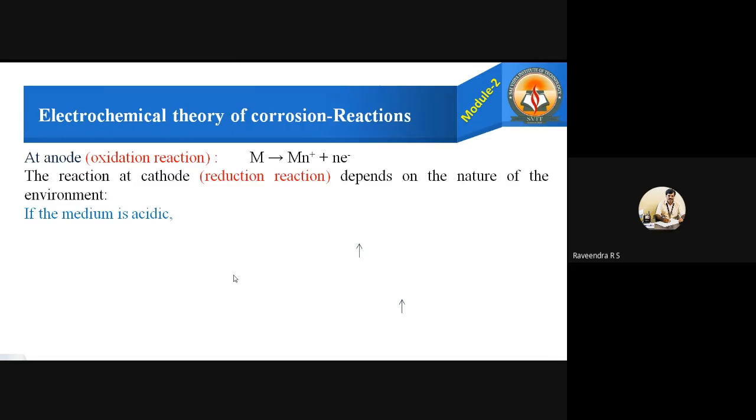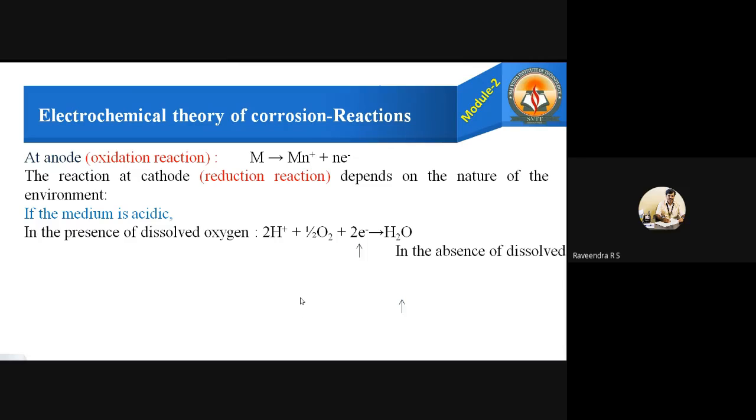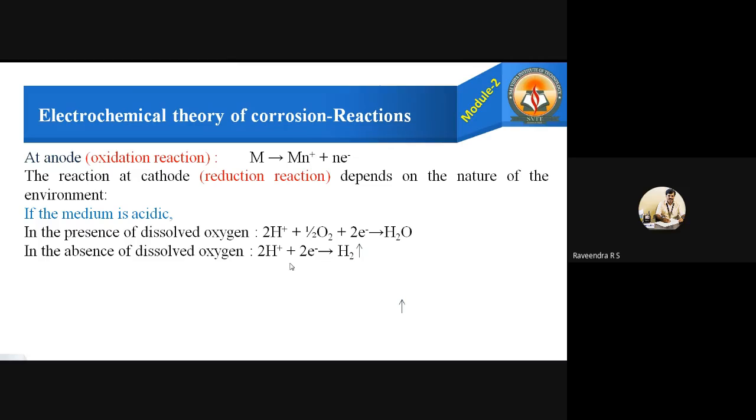Now, the cathode reaction depends on the nature of the environment. If the medium is acidic, what happens? In the presence of dissolved oxygen, water is formed: 2 hydrogen ions combine with half O2 and 2 electrons to form water. In the absence of dissolved oxygen, hydrogen gas is released: 2H+ plus 2 electrons gives H2. That is, hydrogen gas is released if the medium is acidic in the absence of dissolved oxygen.